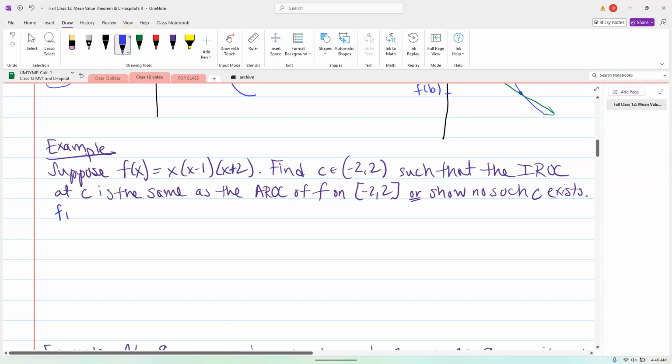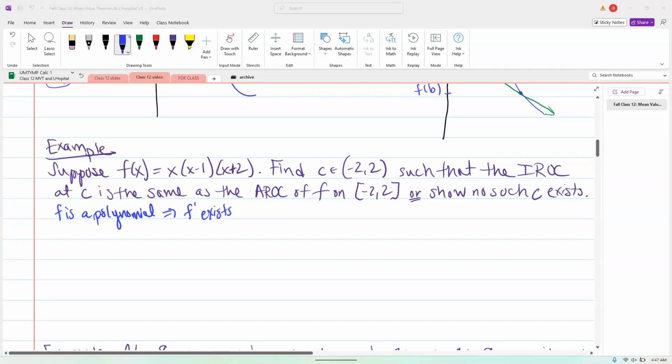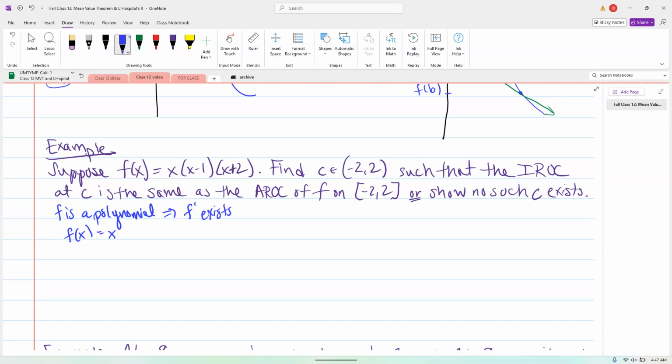So f is a polynomial, and therefore f prime exists. That's really what differentiable means: the derivative exists. Okay, and so then, maybe some steps here. If I FOIL this thing out, I'd get x cubed plus x squared minus 2x.